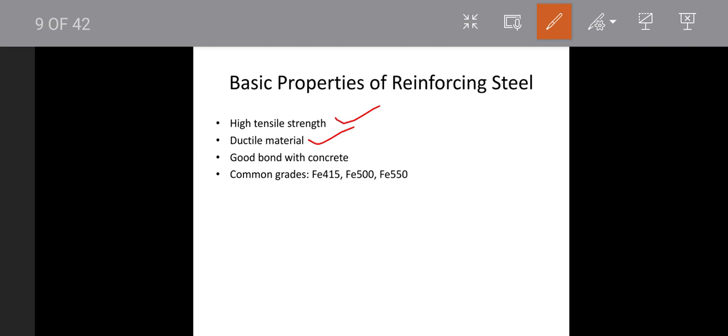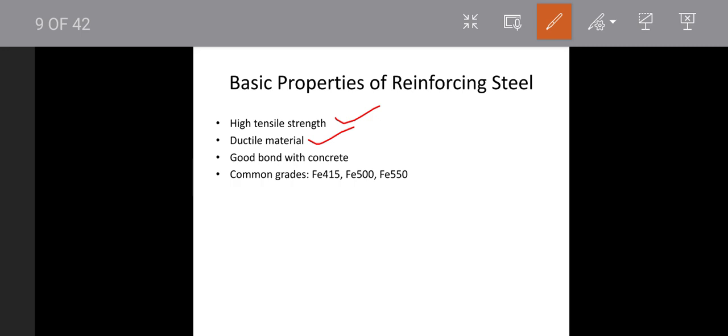Why are we calling it ductile? You have done the test in the materials laboratory. In that, we fix the rod, and when we apply a tensile load, it will undergo elongation, then it will form necking, and then it will fail. That elongation property is nothing but the ductility of the steel.